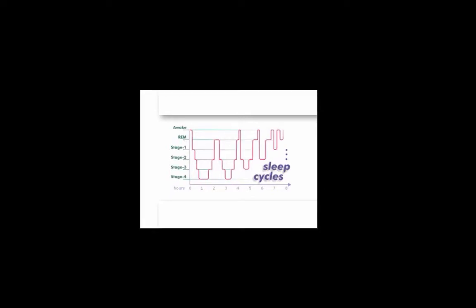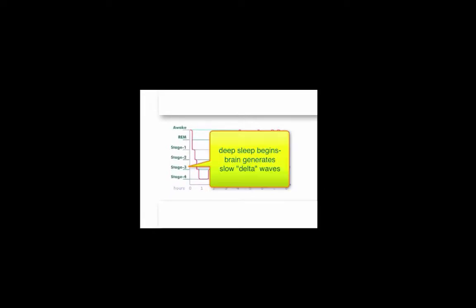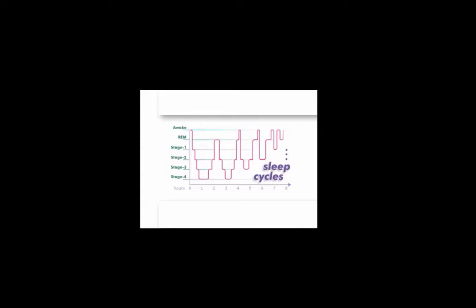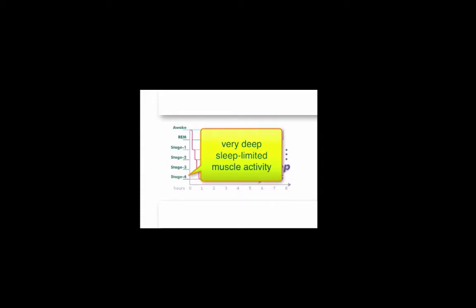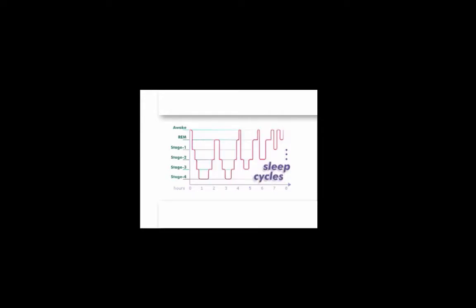Stage 2 occurs as the brain waves begin to slow down and you transition into deeper sleep. Stage 3 is when deep sleep begins. Your brain starts to generate what are called slow delta waves. And stage 4 is very deep sleep. You're breathing rhythmically, you have very limited muscle activity, and your brain is continuing to produce these delta waves.